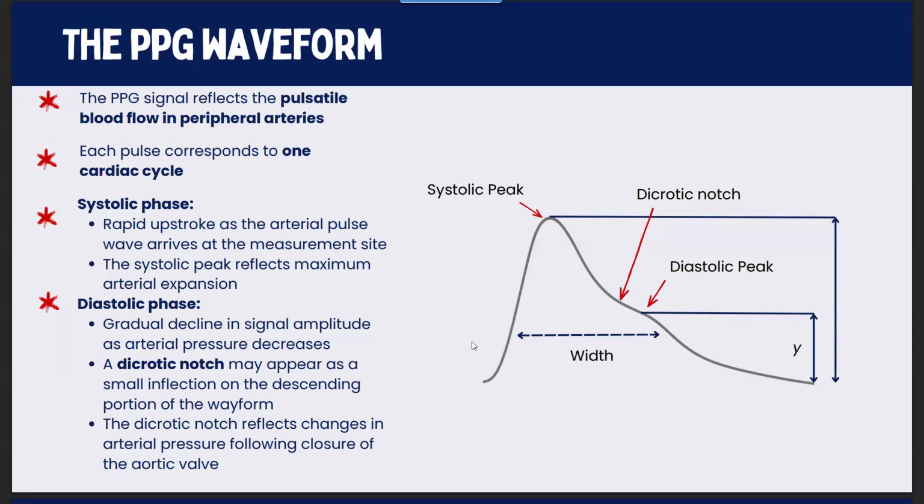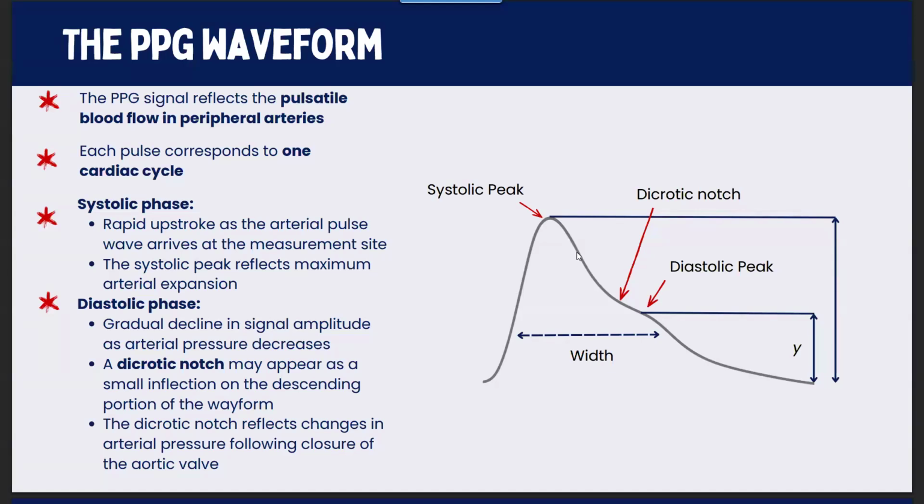The first is the systolic phase, and this is marked by this rapid upstroke that we will see as the arterial pulse wave makes its way to the measurement site. And the point of most interest to us for today, especially when talking about pulse transit time measurements, is going to be the systolic peak. With the systolic peak, this is where we see the maximum arterial expansion. And most similarly, you can think of this as synonymous with your R peak as the point that we will be most interested in scoring.